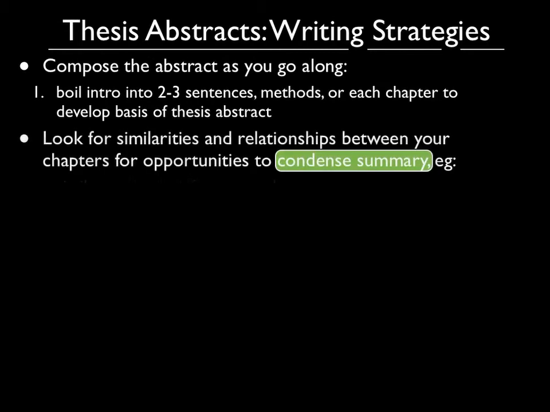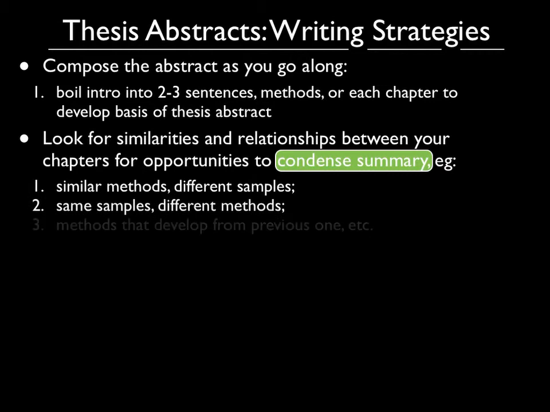It's really important for you to look for similarities and relationships between your chapters to look for opportunities to condense the summary. So for example, if you've got similar methods but different samples, you can express that very quickly in a sentence. Same thing, same samples or different methods. You can pair those things together very clearly or easily and economically in your writing. So there are opportunities to condense the summary aspect of the thesis abstract.